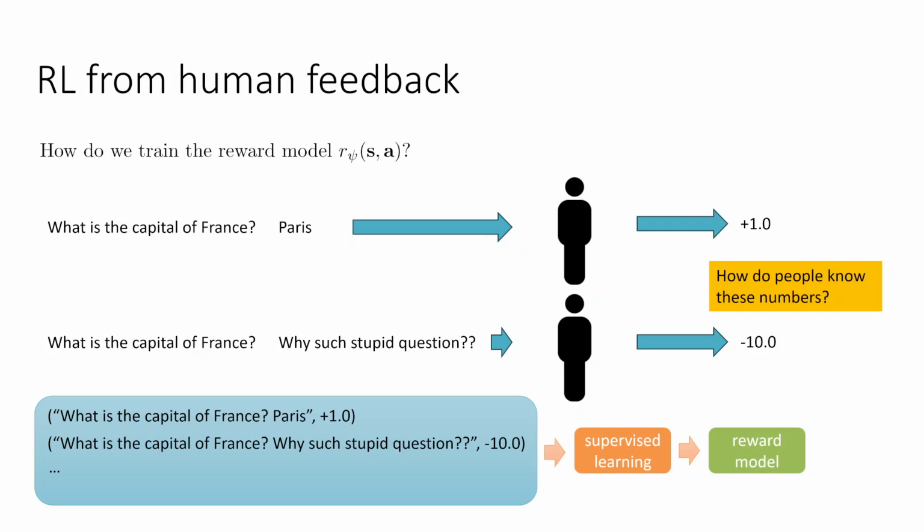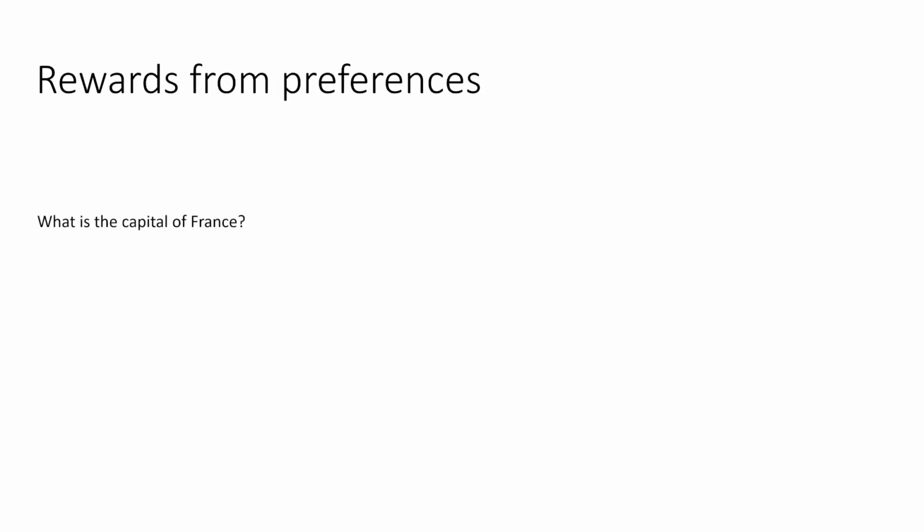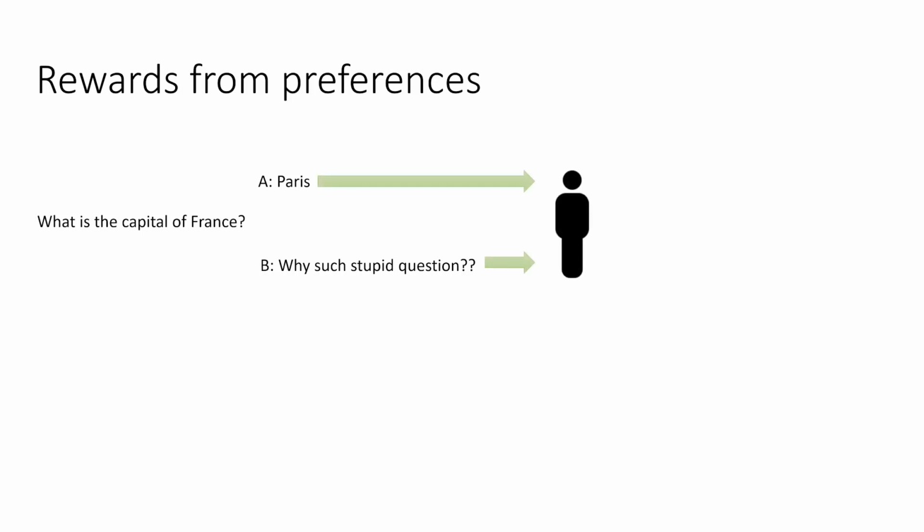But in cases where it's very subjective, like saying that "why is this such a stupid question" should be a -10, whereas "London" should be a -1, maybe it's hard for humans to assign clear numerical values to these things. What might be easier for humans is to compare two answers. So if you tell a person the question was, what is the capital of France? And you have A and B. A is Paris, B is "why is it such a stupid question?" It's pretty easy for a person to say, oh, I prefer A. So a preference might be in some cases easier to express, especially when the utility is very subjective.